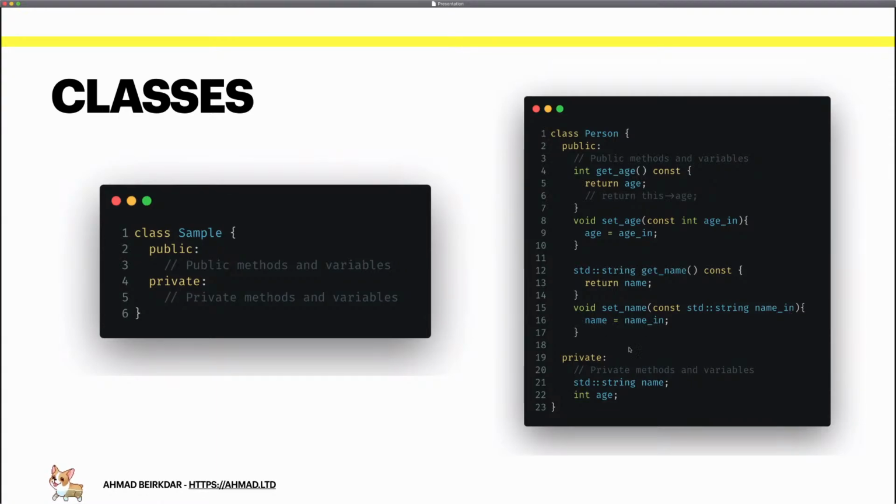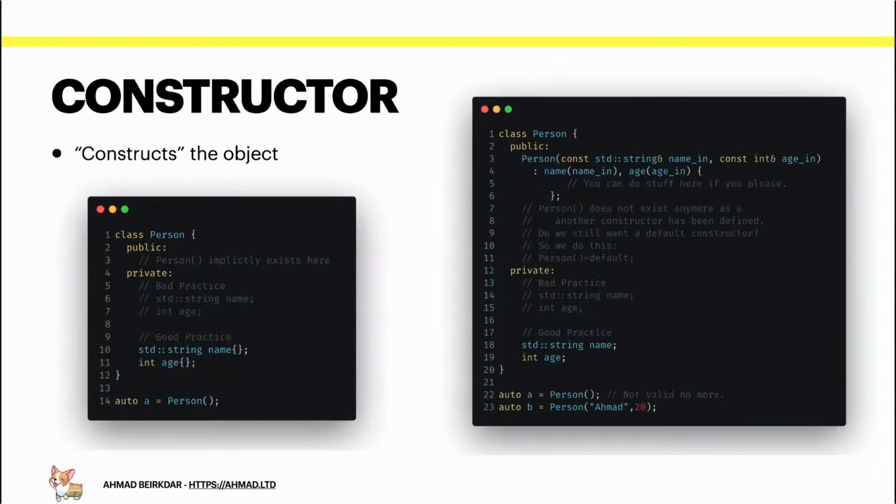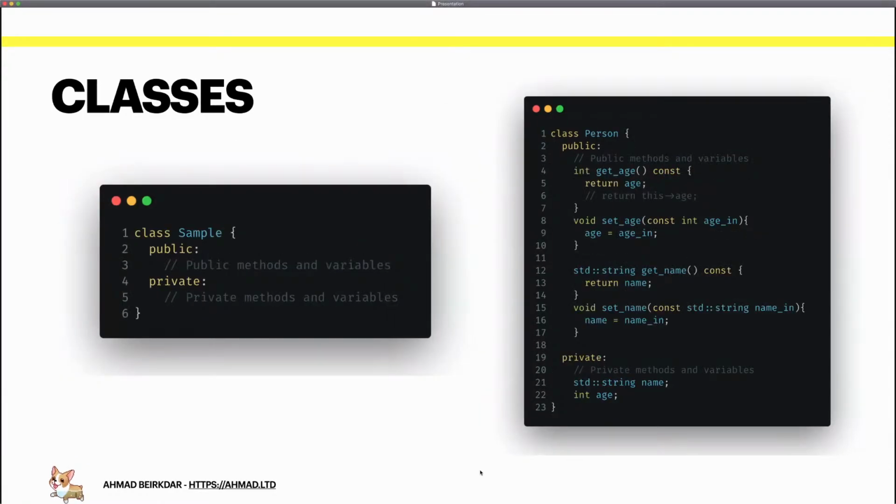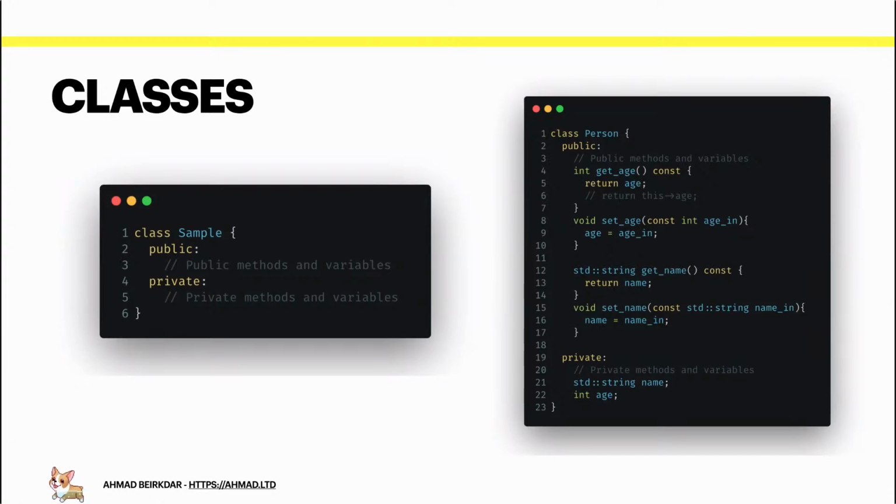We set name to name in, and that's pretty much it. And then inside here, the reason we did all these getters and setters is because std::string name and int age are private variables that are not being used. So these are the same as private methods and private variables in Java. And then before actually going into here, so these are the classes.